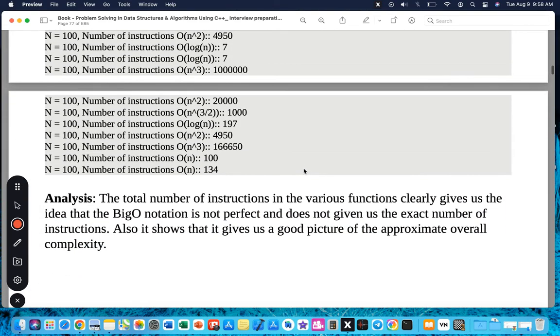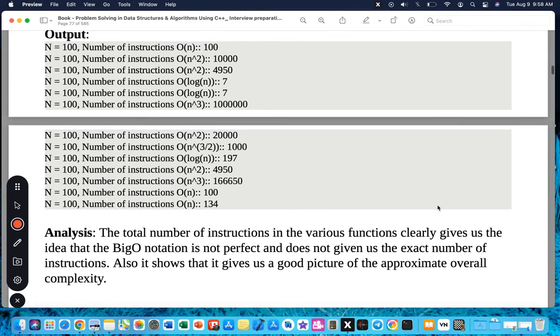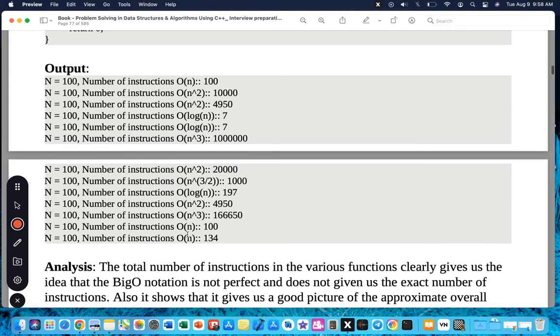The analysis of the total number of instructions in the previous functions clearly gives us the idea that the big O notation is not perfect and does not give us the exact number of instructions. It also shows that it gives us a good picture of the approximate overall complexity.